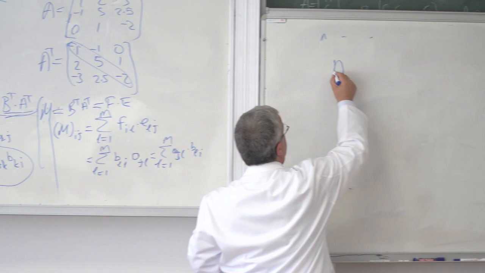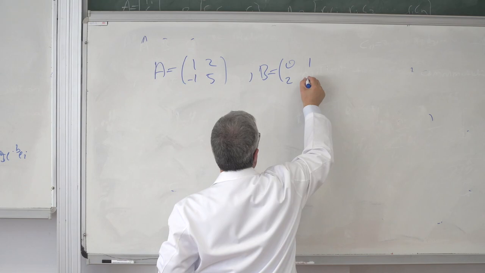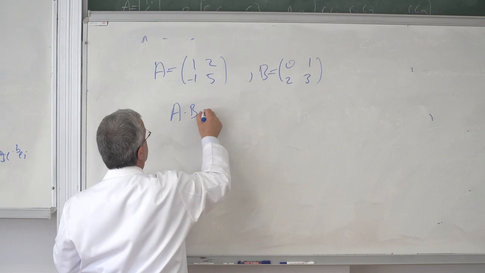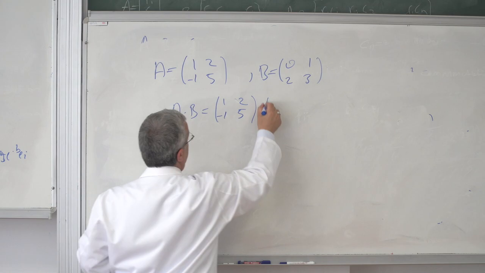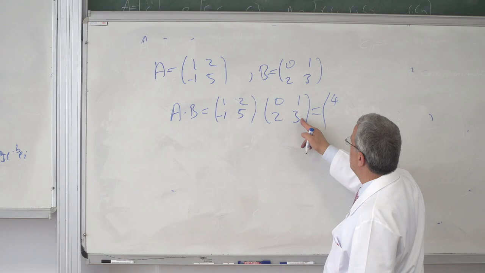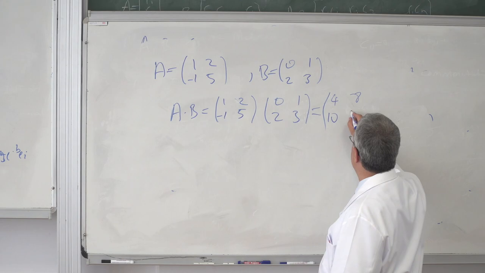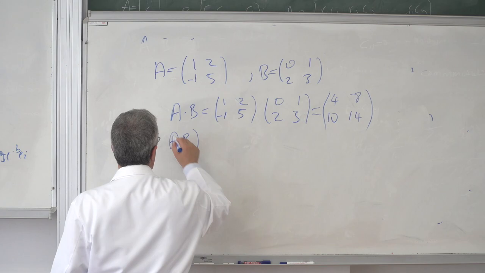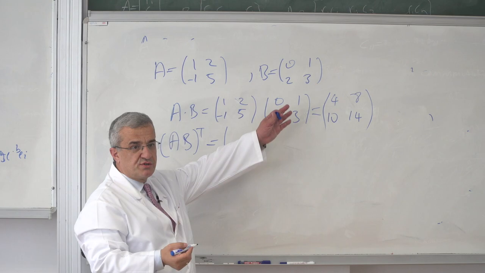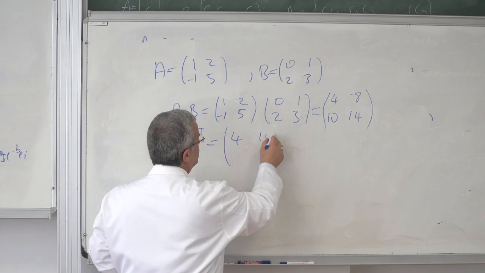Let's say A is equal to [1, 2; -1, 5], and B is equal to [0, 1; 2, 3]. A times B is [1, 2; -1, 5] times [0, 1; 2, 3]. Okay, let's do this multiplication. 4, 2 plus 6 is 8, minus 1 into 0, 10, minus 1 and 15, this is 14. And the transpose of AB is, what is it? The transpose of this matrix? Everybody, just the definition of transpose, wake up. What is it? 4, 10, 8, 14, right?